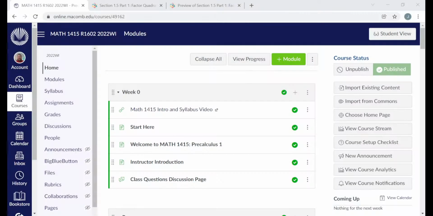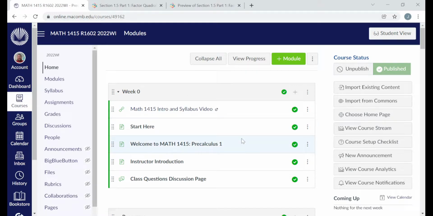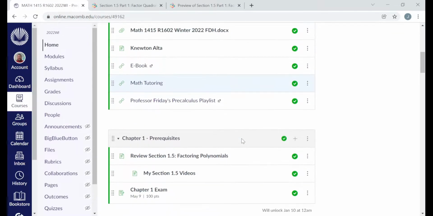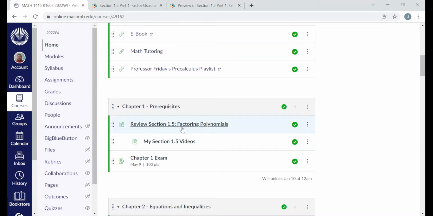Now first off, here I am in your Canvas page for this course. I'm in section 1.5, so I go down to that page, or to get to the assignment quickly, you can go to the assignments menu and go to section 1.5 part 1. But no matter how you do it, you have to open up these Newton Alta assignments through Canvas. You can't open them up in Newton's website directly, okay?